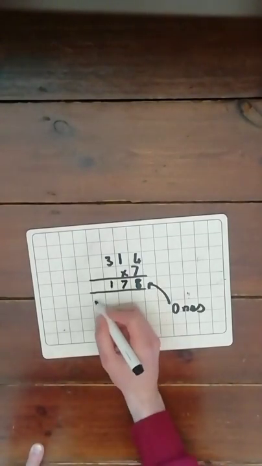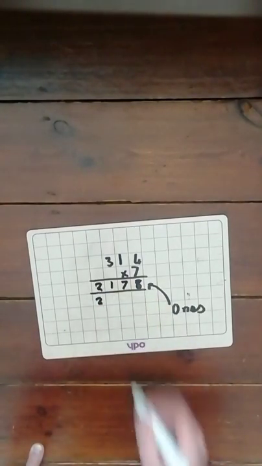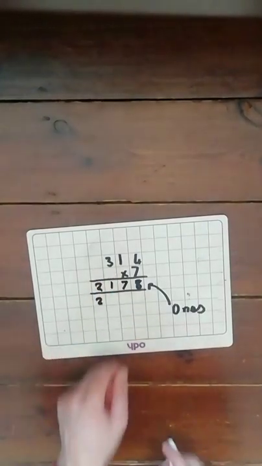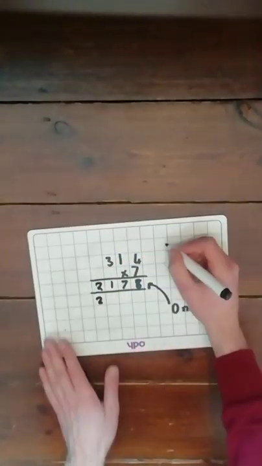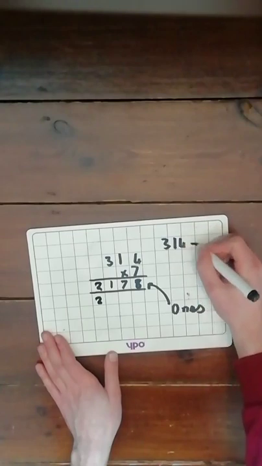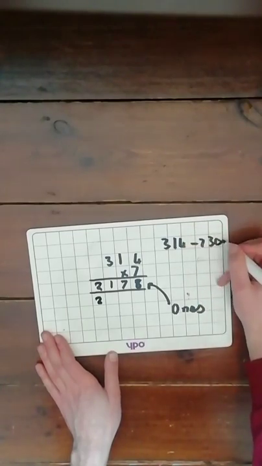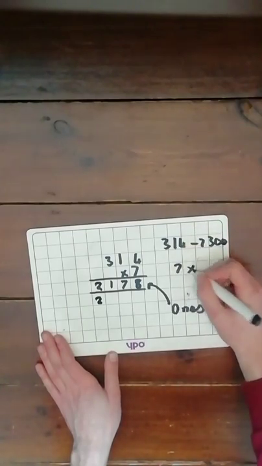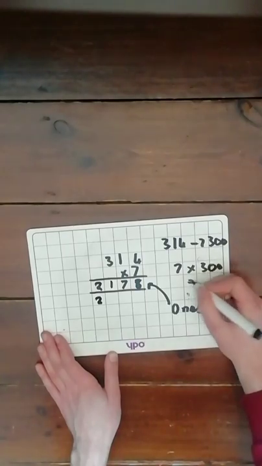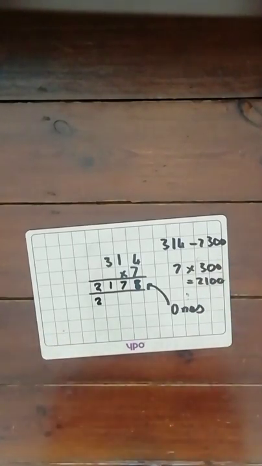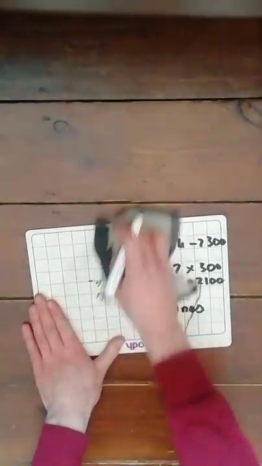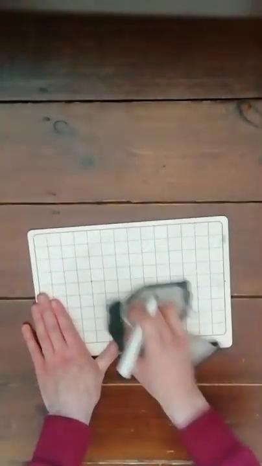So I've got 1 there, and I carry my 2 over. There's nothing there, so we've got it. Oh, and we want to just double check, because it's always worth estimating. 314 to the nearest 100 is 300. 7 times 300 equals 2,100. Nice way to check. Anyway, so let's do another one.